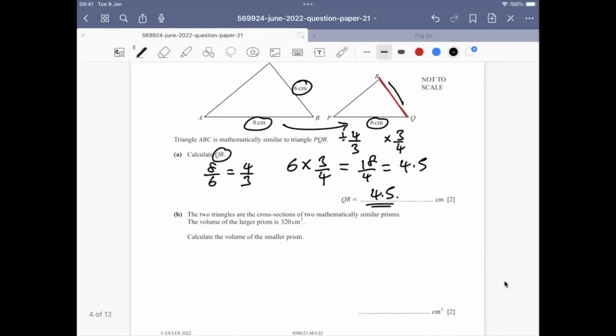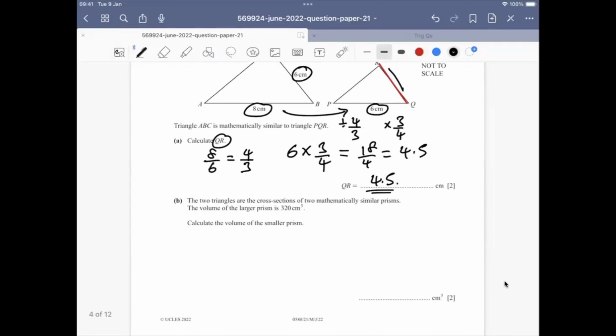Perfect. The two triangles are the cross sections of two mathematically similar prisms. The volume of the large prism is 320 centimeters cubed. Calculate the volume of the smaller prism. So now to do this, it's important to note that we're dealing with volumes now instead of sides. So our scale factor when converting between our sides, between 8 and 6, is 3/4.